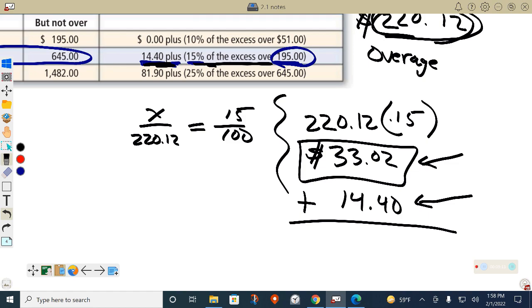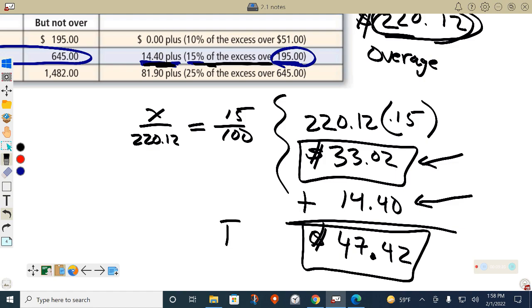So from the paycheck, the 15% of the overage plus the 1440 is going to be 1473.02. Here's the FIT, the federal income tax withheld. Write that down.